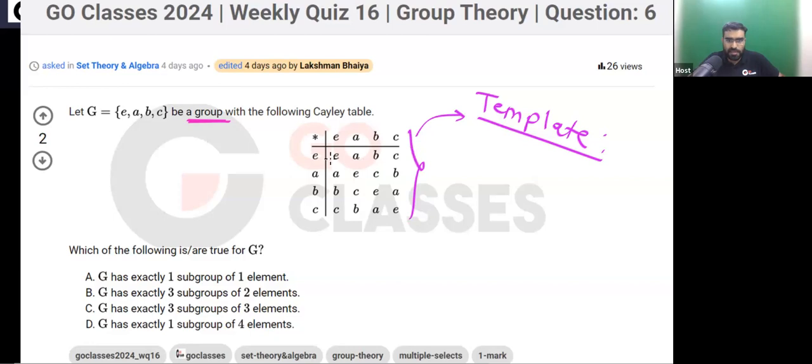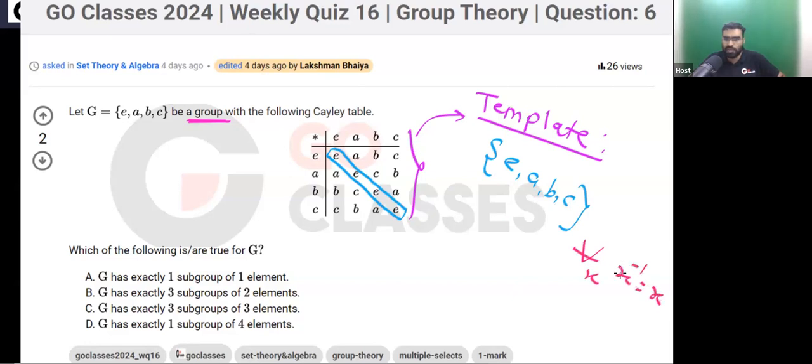Which template is this? You can easily notice that every element is the inverse of itself. So this is the template E, A, B, C, where every element is its own inverse. For all x, x inverse is equal to x. This is the template.